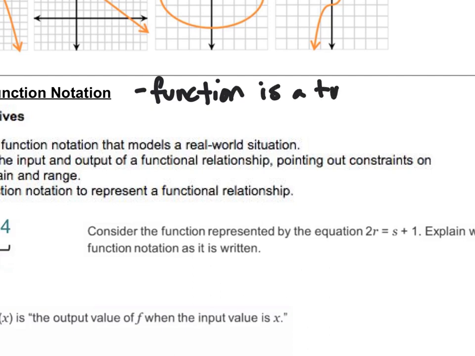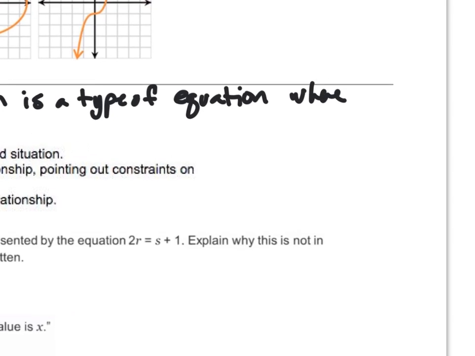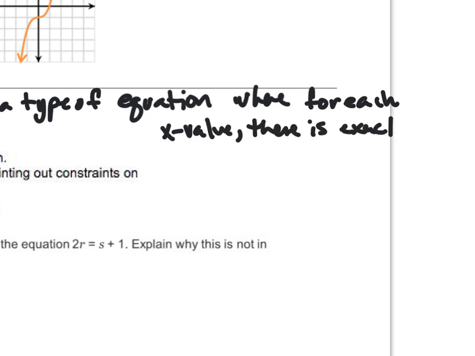is a type of equation where for each x value, there is exactly one y value. Okay? So it's a special type of equation. We're going to kind of talk about that today.